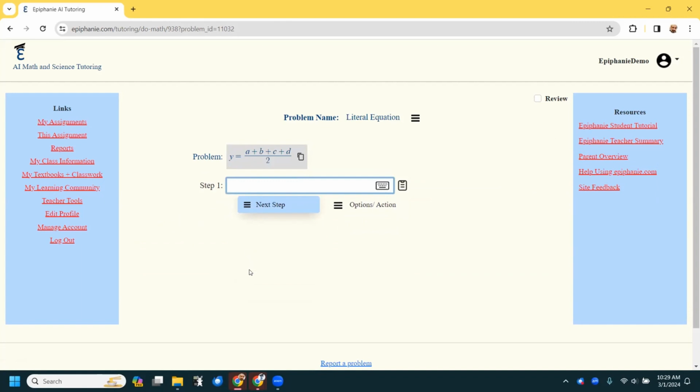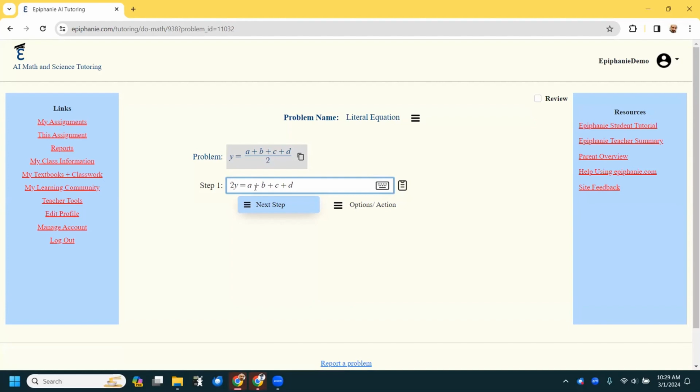Okay, so in this problem, it's a literal equation. We're trying to solve for the variable d. And so I'm going to take this once again, step by step. I'll type this out. I'm going to multiply by 2 on each side the first time. Say 2y equals a plus b plus c plus d. And this will be my step.